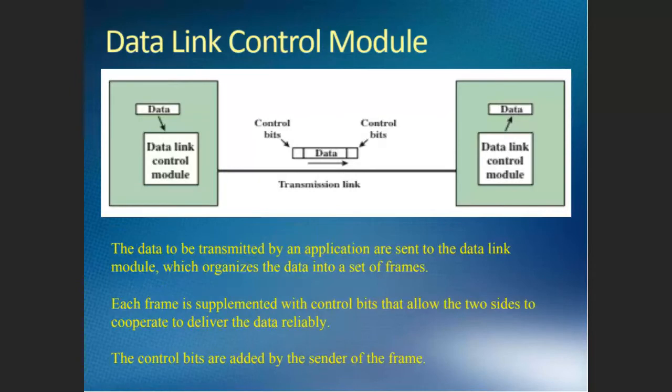So here I have a sender and receiver, or transmitter and receiver. We have the data link control module. It is sending the data over the transmission link and it is adding control bits in the header and trailer. Header is here, trailer is here. So each frame is supplemented with control bits that allow the two sides to cooperate to deliver the data reliably. The control bits are added by the sender of the frame.